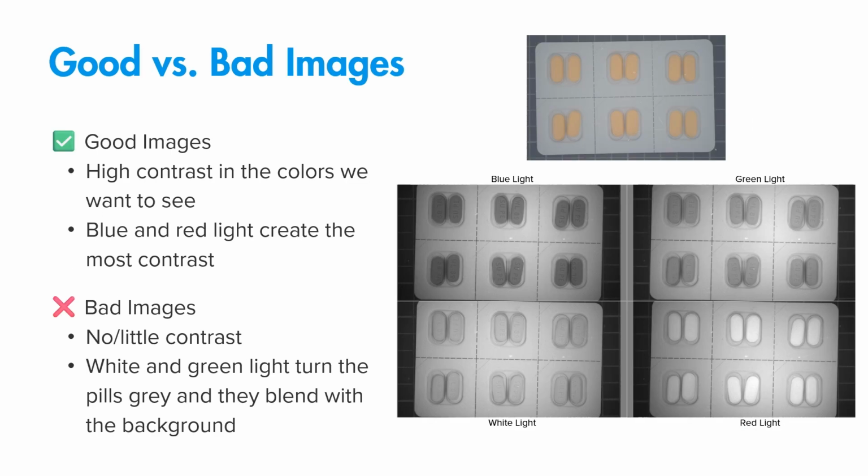When it comes to testing your wavelength, your good versus your bad images, we want to see high contrast, and we want to see a large difference between what we're trying to pull out. That's the point of using a color light with a monochrome camera: to create contrast in your image. So bad images would have little to no contrast. In the example here, blue and red create the most, white and green turn the pills gray and they blend in with the background, so we wouldn't recommend that.